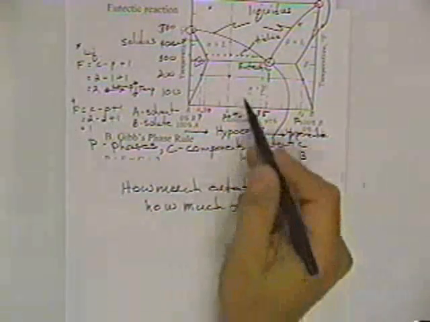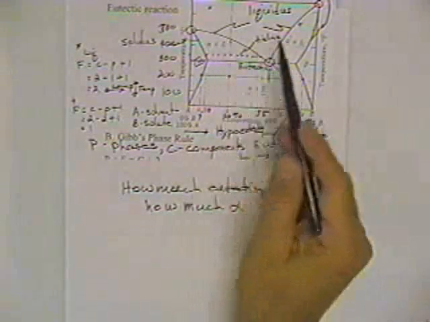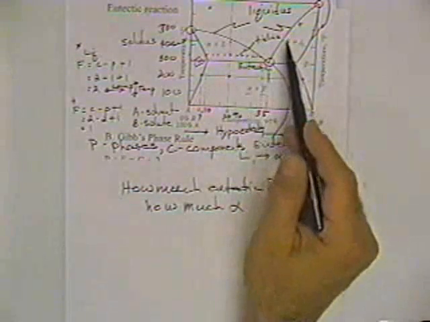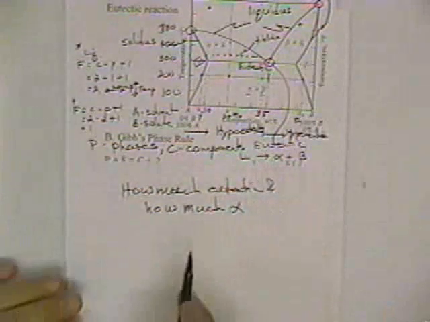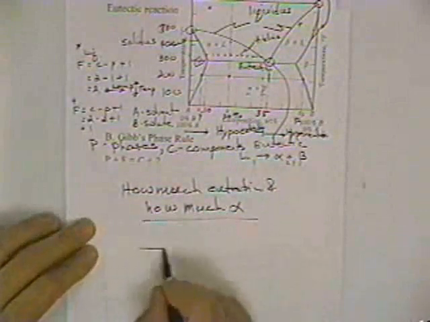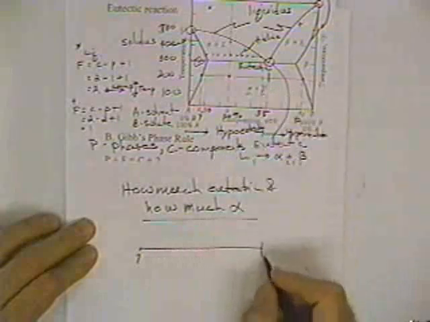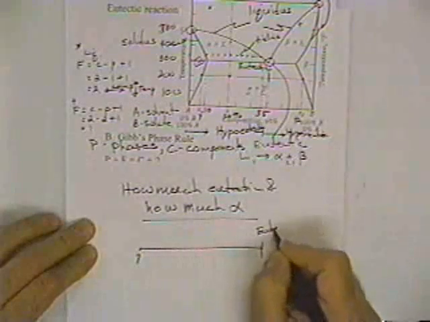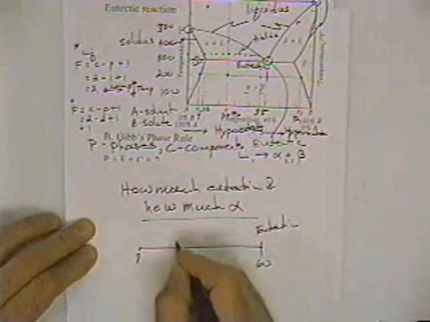Hypo has left. The first phase that comes out of the liquid is alpha. That's called the primary phase. On this side, the first phase that comes out is beta, called the primary phase. So if we wanted to know how much eutectic and how much alpha, then our tie line goes from 7 to the eutectic, which we said was 60, and we're here at 30.